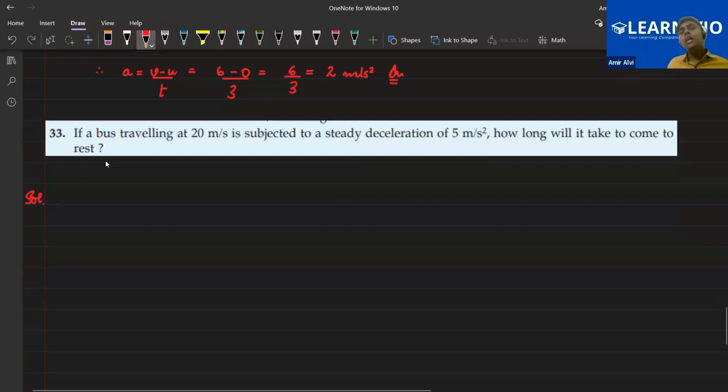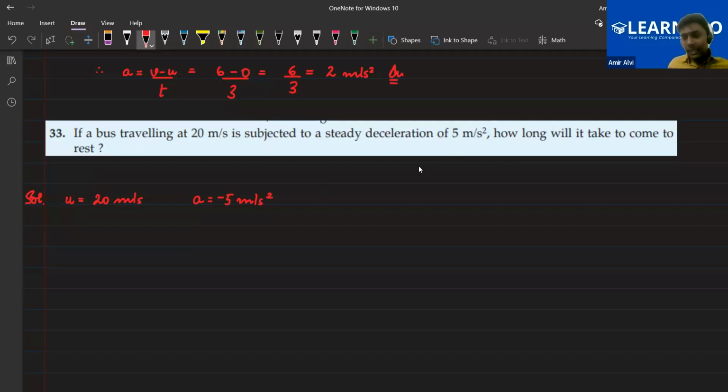The question is saying that a bus is traveling at a speed of 20 meter per second, so it means that the bus has some initial velocity, yes or no, बच्चों? Because it is already traveling, it is in motion. So the initial velocity will be 20 meter per second, to a steady deceleration of 5 meter per second. Deceleration is basically acceleration in negative. It is 5 meter per second square. How long will it take to come to rest?